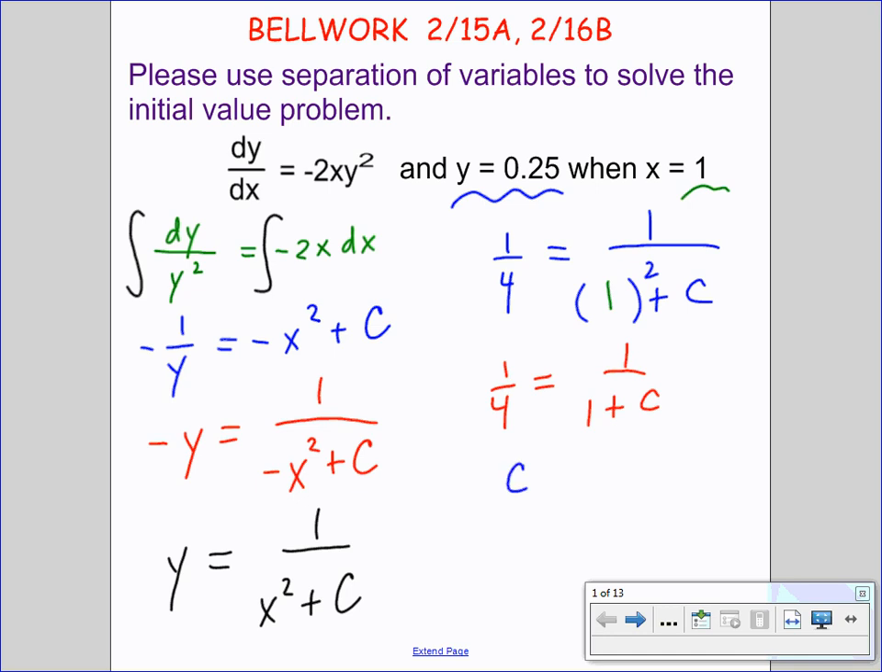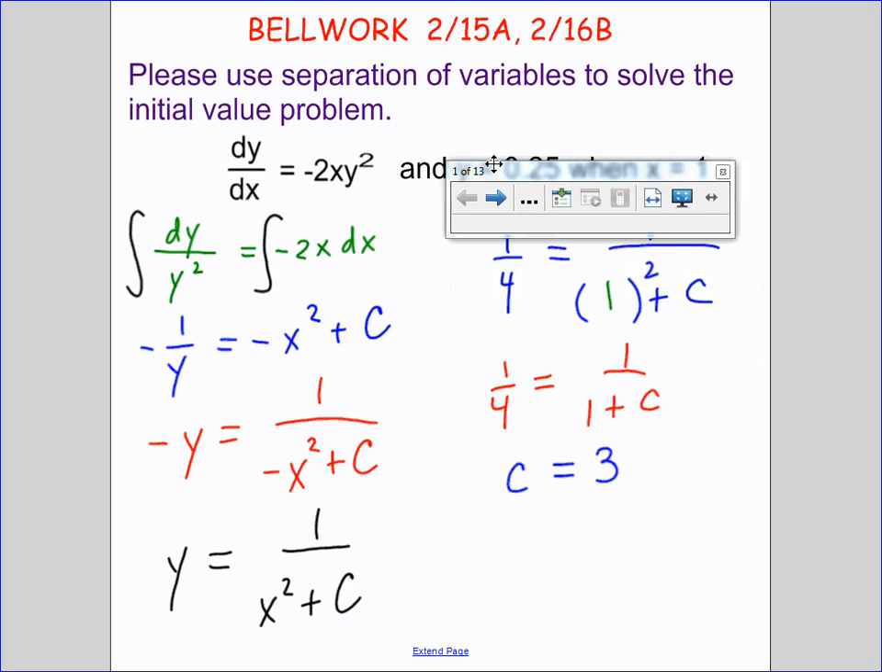So now we're not done until we rewrite. We've determined that constant, that unknown constant, and now we have to rewrite with our given value of c. It looks like y equals 1 over x squared plus 3.